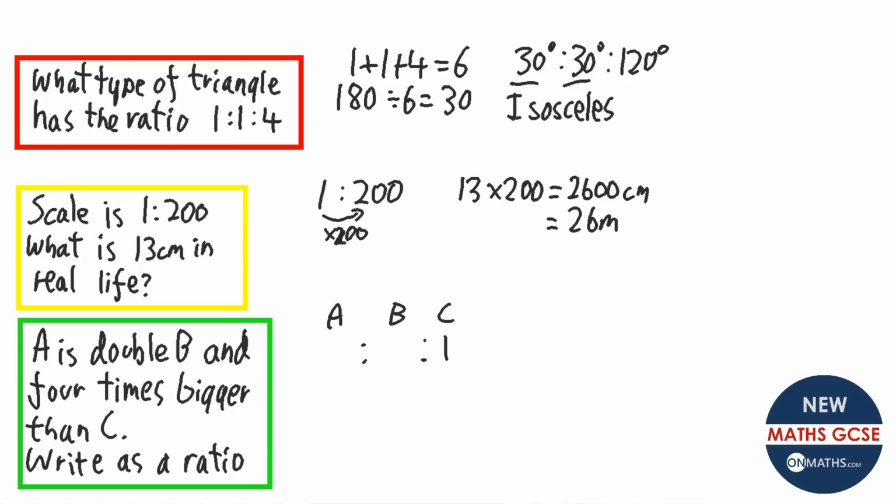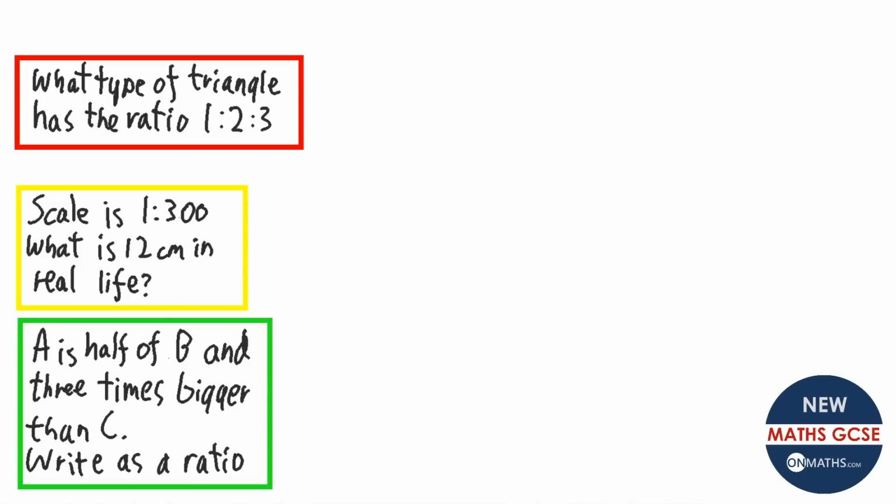Now it says that A is double B and 4 times bigger than C. So A is double B. That means that B is going to be twice as big as C. And A is going to be 4 times bigger than C. And having a look at it now, A is double B. And so that works perfectly. So the ratio is 4 to 2 to 1. Okay, have a go.